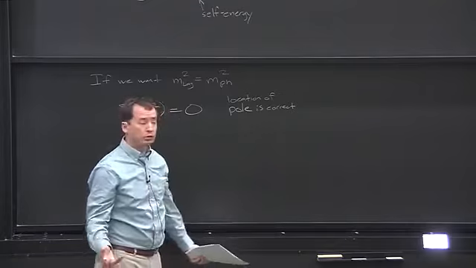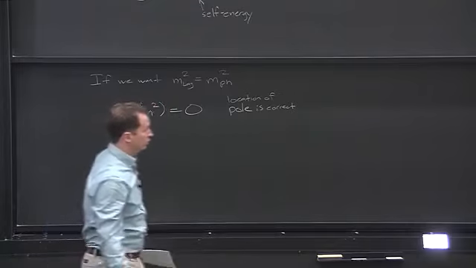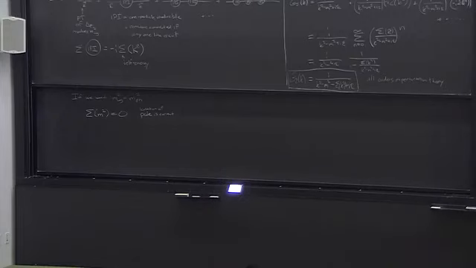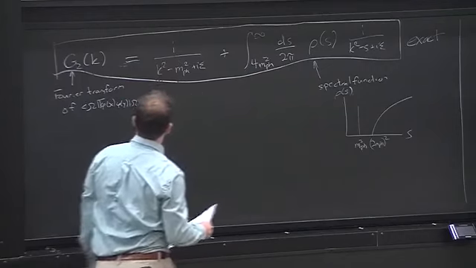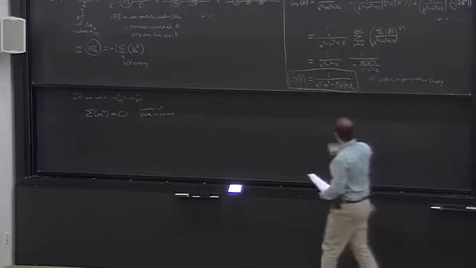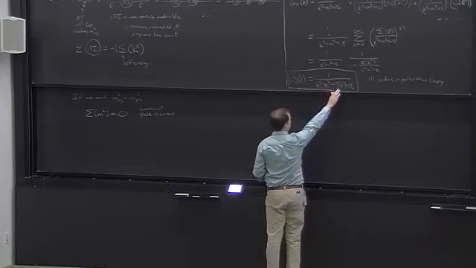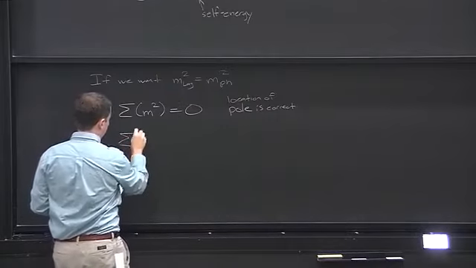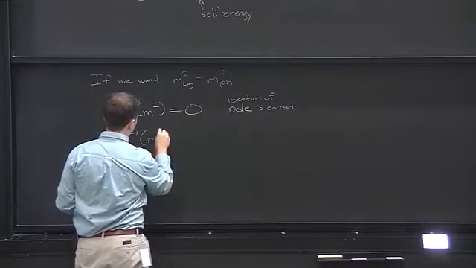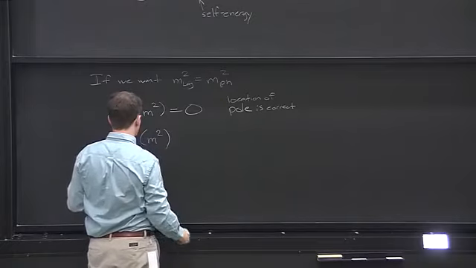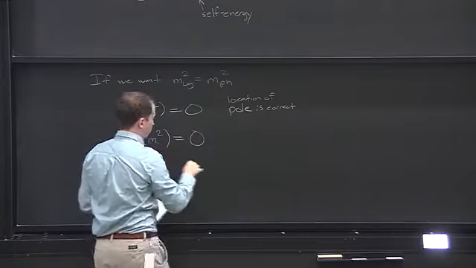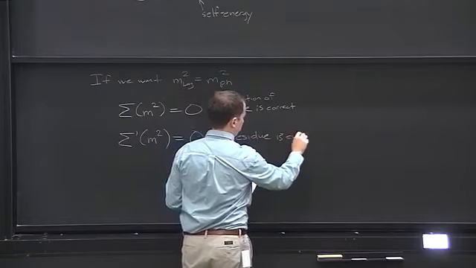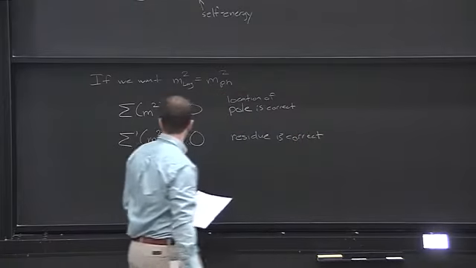And we also want the residue to be correct as well. So over here, the residue is just i. So the residue over here should just be i. And well, the residue will be correct as long as the derivative of the self-energy evaluated at m squared is 0. Okay.